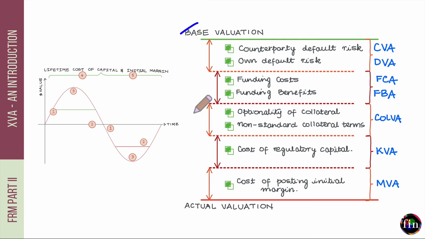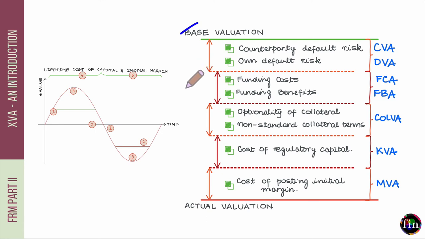As a starting point, let's arrive at something called a base valuation, a valuation which does not take into account all these costs and benefits that we have identified. It does not take into account anything to do with counterparty credit risk. So I can think of base valuation as a no-default valuation or maybe a risk-free valuation. It's a very simple valuation which ignores all these costs and benefits.